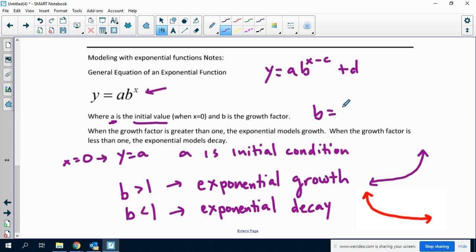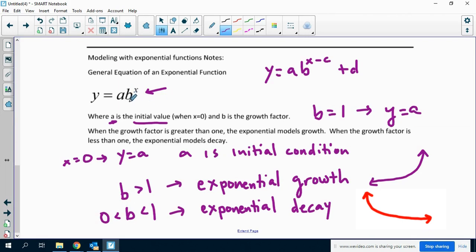b equals 1 is kind of a useless case because then you have 1 to the x power. You just have the line y equals a all the time. So that's kind of a useless case. So we really only talk about when b is greater than 1 or when b is less than 1. And when we say b is less than 1, b also has to be greater than 0, because if b is less than 0, that's pretty crazy.